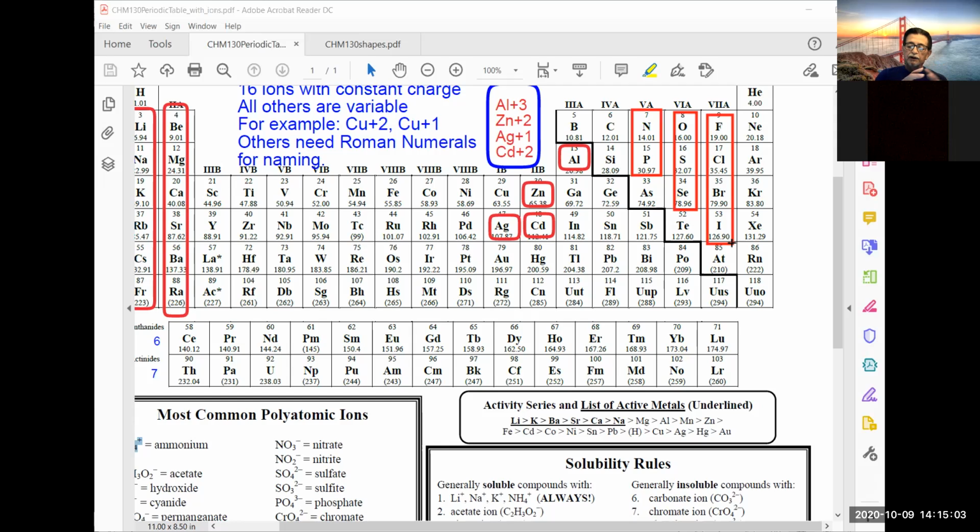So only the nonmetals change the name. And if I were to put sodium and chlorine together to make an ionic compound, sodium will remain the name sodium. And obviously the chlorine becomes chloride.